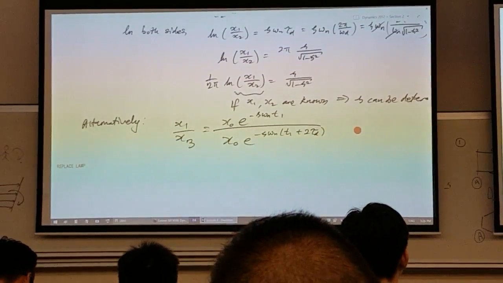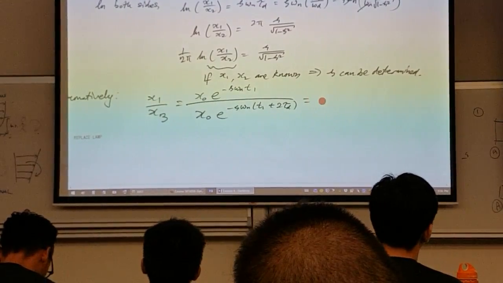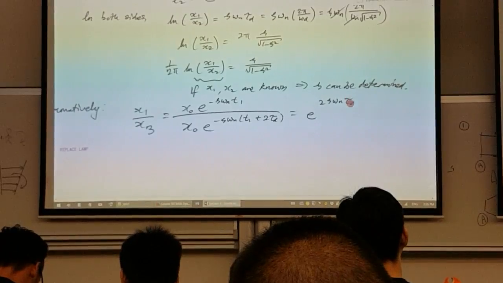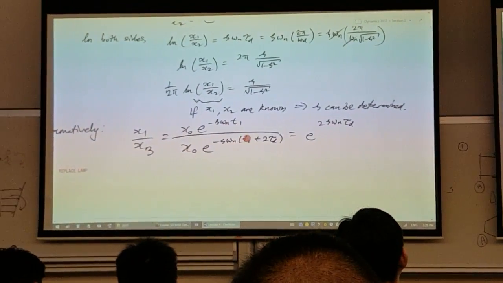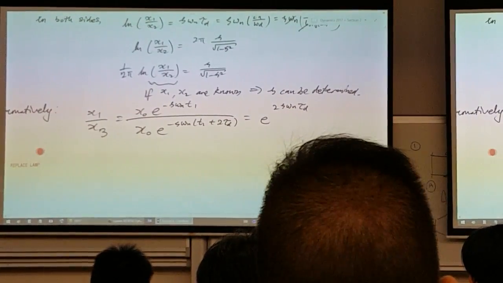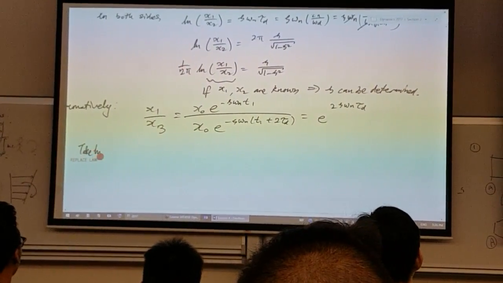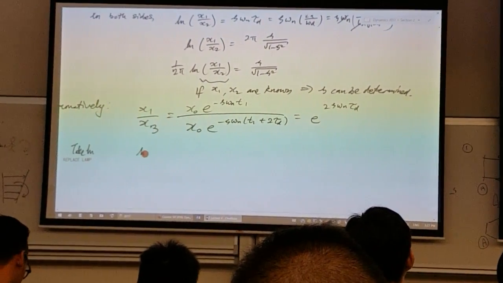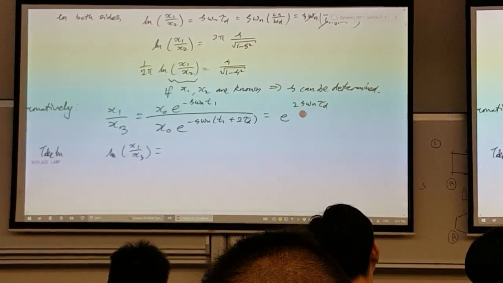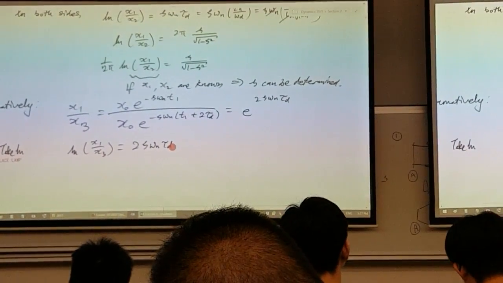So once I have that, then I could do the simplification. That's what I have here now. And I'll end up with e to the zeta omega n tau t, right, because the t1 there, those terms will cancel off. And then I'll take ln on both sides again. So ln x1 over x3, and then that part there will come to zeta omega n tau t.